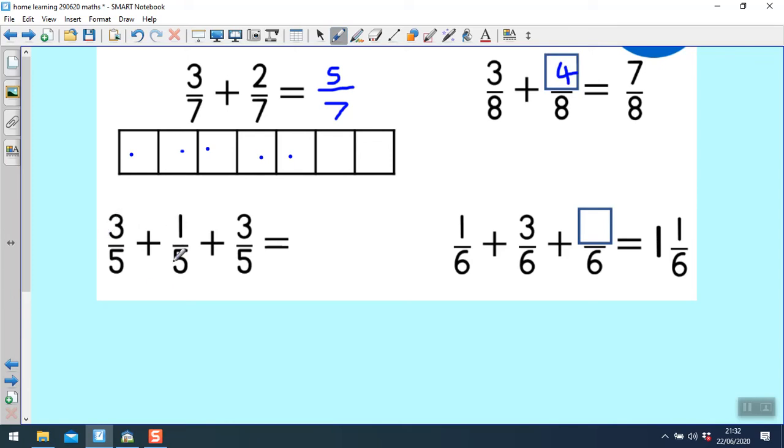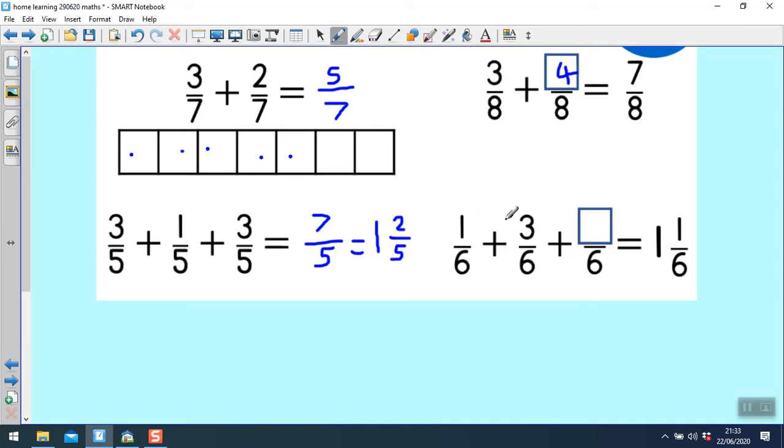3 dogs plus 1 dog plus 3 dogs is how many dogs? 3 add 1 add 3 is 7 dogs. So 7/5. Have you noticed that 7 is greater than 5? So that's an improper fraction. We can make that a mixed number. What's 7 divided by 5? How many 5s go into 7? 1 whole one, remainder 2. So it's 1 2/5.